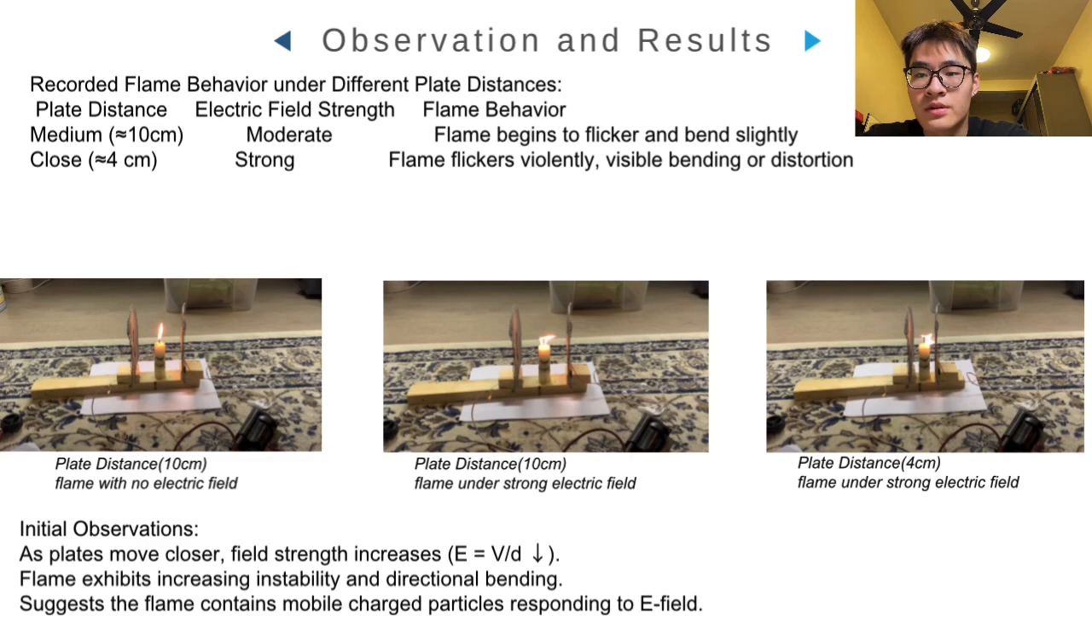We tested different distances between the plates. First, at the medium distance, around 10 centimeters, the electric field was moderate. The flame started to flicker and slightly bend to one side. And then we tried a shorter distance, around 4 centimeters. The electric field becomes stronger, which makes the flame flicker violently and bend significantly, showing a strong response. This confirms that as the distance between plates decreases, the electric field increases, and the flame movement becomes more obvious.